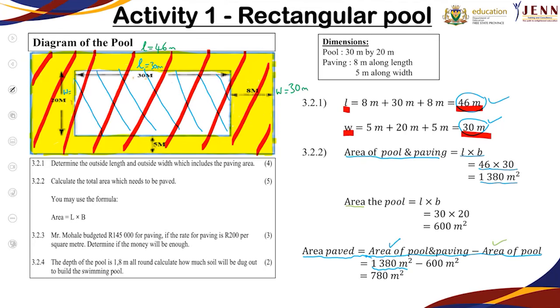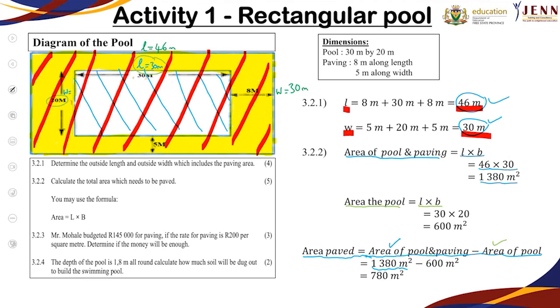The area of the pool is the length of the pool multiplied by the breadth of the pool. So what is the length of the pool? Let's look at the picture. We had said that the length is what? 30 meters. And then the width of the pool is 20 meters. So my units are the same, meter with meter. So I can go 30 meters multiplied by 20 meters. It will give me 600 square meters.